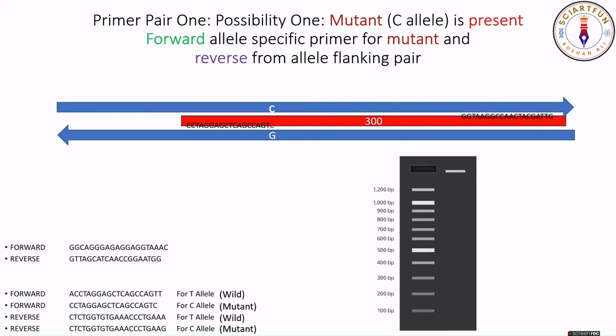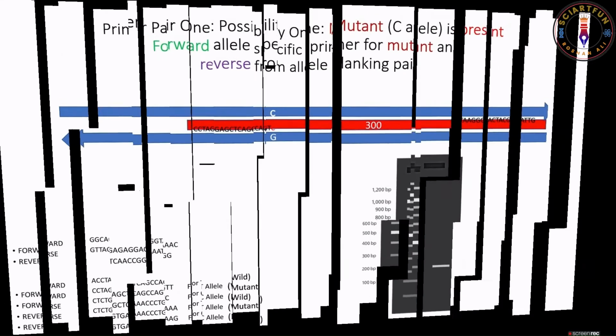Now run the gel. As the amplicon is 300 base pairs, therefore you will get a band at that position on the gel, which shows the presence of the target allele. You can also run positive and negative controls with PCR to make your results more reliable.